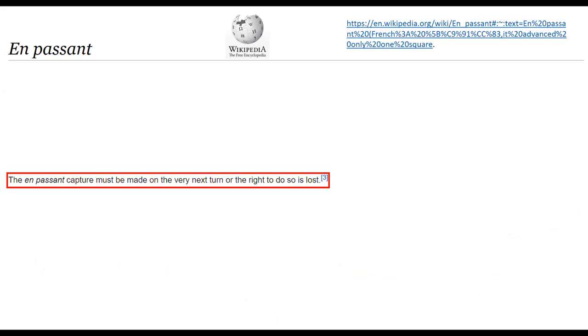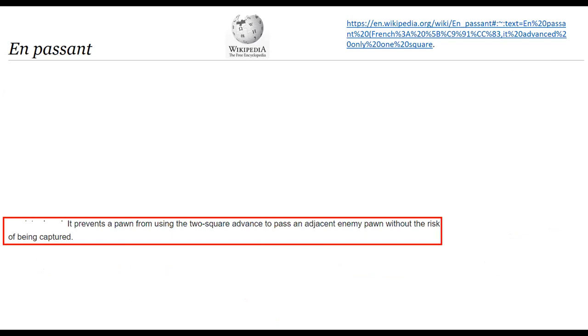The en passant capture must be made the very next turn, or the right to do so is lost. It prevents a pawn from using the two-square advance to pass an enemy pawn without the risk of being captured, because the creators of chess, we'll talk about in just a second, did not want that to be a possibility, all right? So here's what we're talking about.